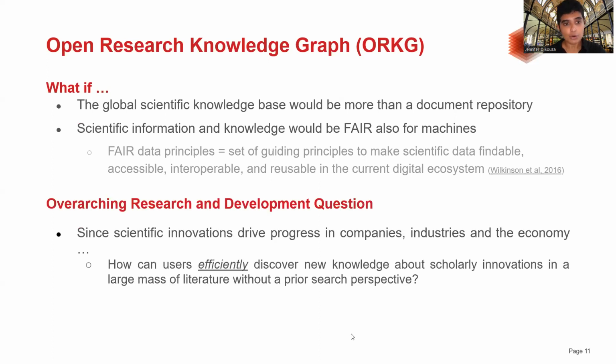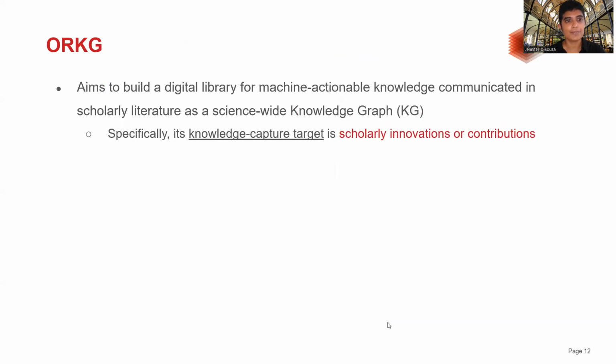So our overarching R&D question is to help users efficiently discover new knowledge about scholarly innovations in a large mass of literature. To this end, the ORKG aims to build a digital library for machine actionable knowledge communicated in scholarly literature as a science-wide knowledge graph. And specifically, its knowledge capture target is scholarly innovations or contributions.